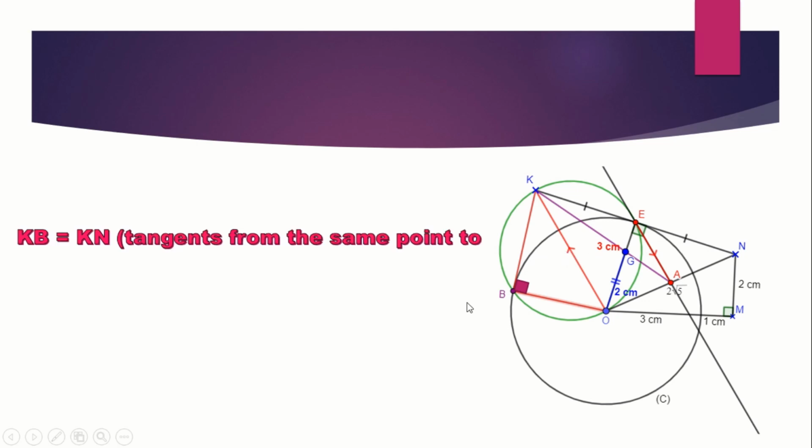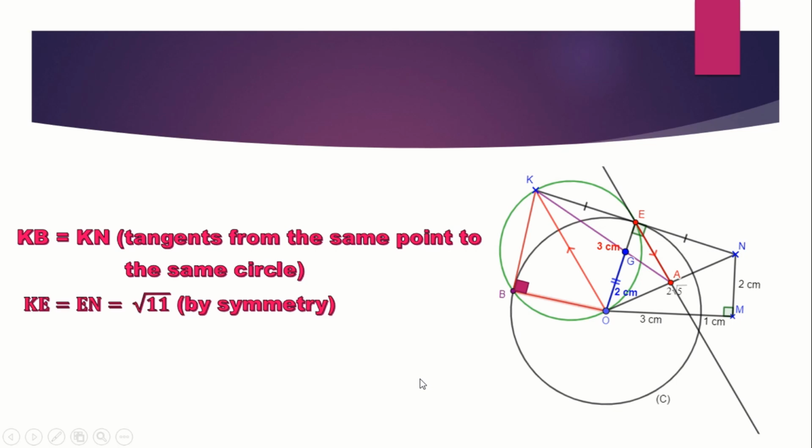Tangents from the same point to the same circle, so we can say that KB is equal to KE. But also, if you note, we have KE equal to EN by symmetry. And we have just proved that EN is equal to radical 11. Therefore, we can say that KB is equal to radical 11.